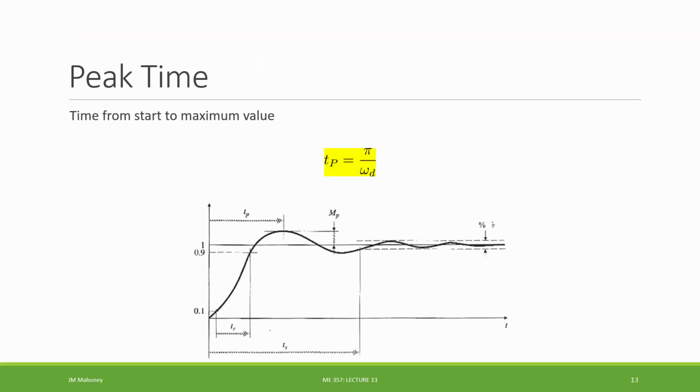Peak time we're really going to use a lot more. So this is the time it takes from when we start to when we get to that maximum value. Or it's possible if we have a negative value for our step function that we could actually go below 0, so it would be the most negative number. Typically, though, in this course, we will see it be the most positive value. So the peak time is going to be pi divided by that damped frequency that we saw before.